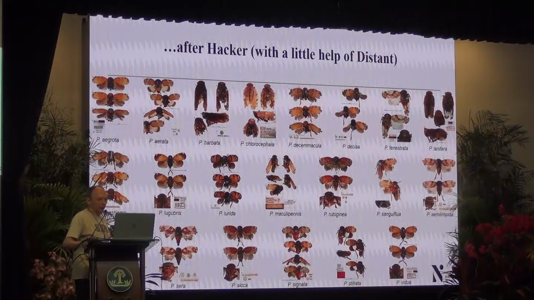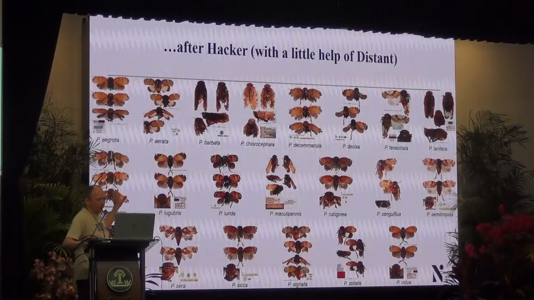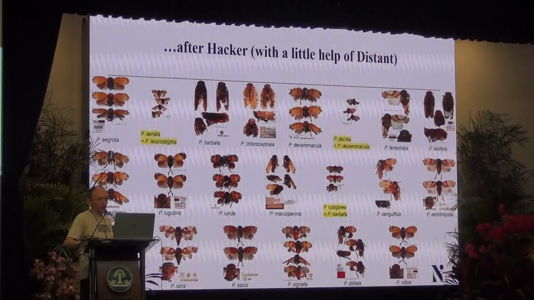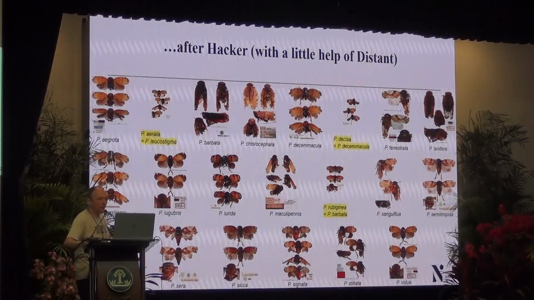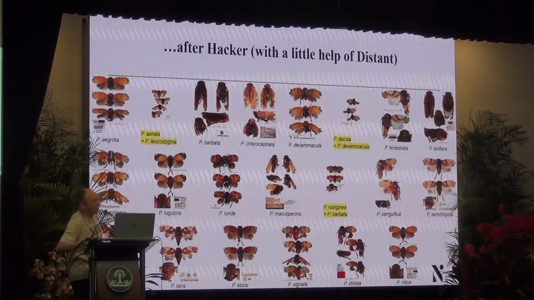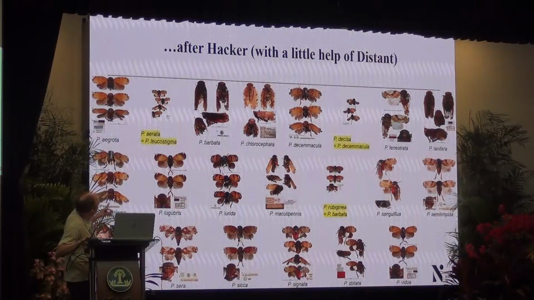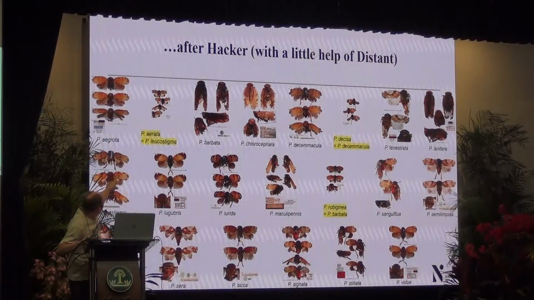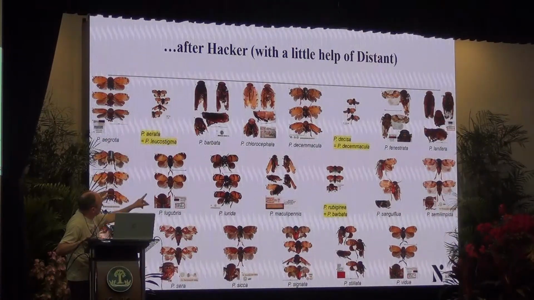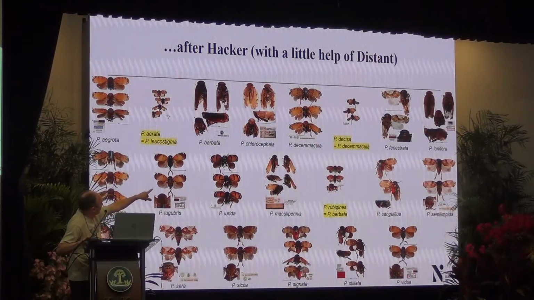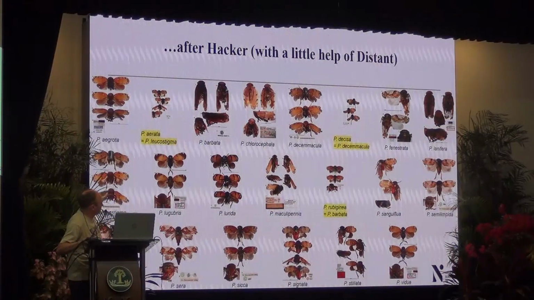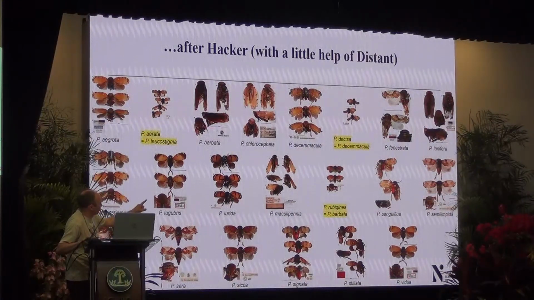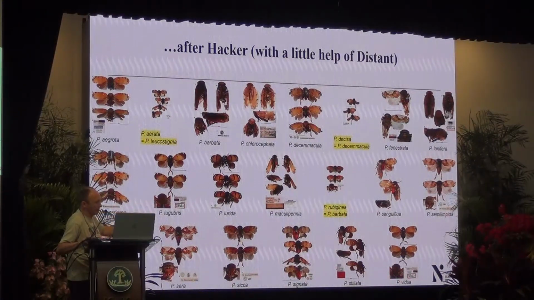So, right after Hacker, so that's the situation before Hacker, and after his publication, there was also a synonymy published by Distant. So, Platybrachys aerata on the top corner became a synonym of leucostigma, which is there. So you see the difference between the male and the female. And the decisa became a synonym of decamaculata, which is just beside it. And Distant published a synonymy between Platybrachys rubigenia and Platybrachys barbata.